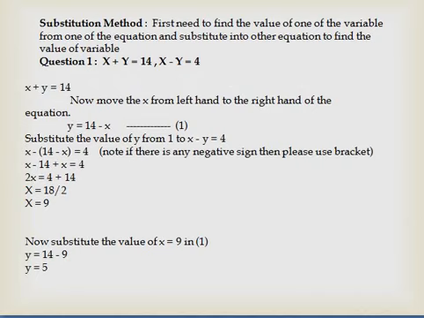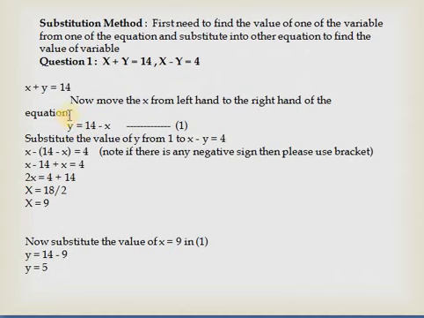In the substitution method, first we need to identify the value of a variable from the first equation, and then substitute it into the other equation. Suppose the question is x plus y equals 14 and x minus y equals 4. First, if we take x plus y equals 14, we need to move x from the left side to the right side of the equation.